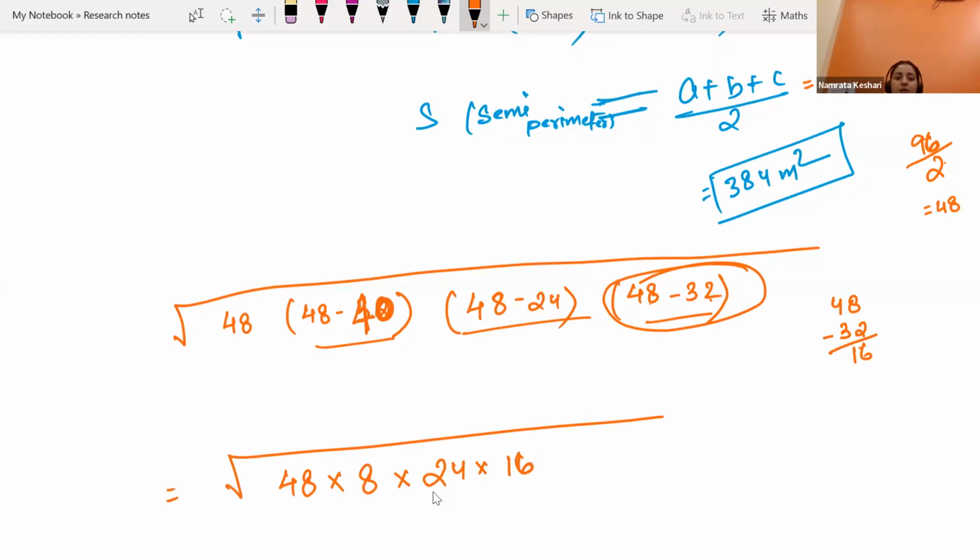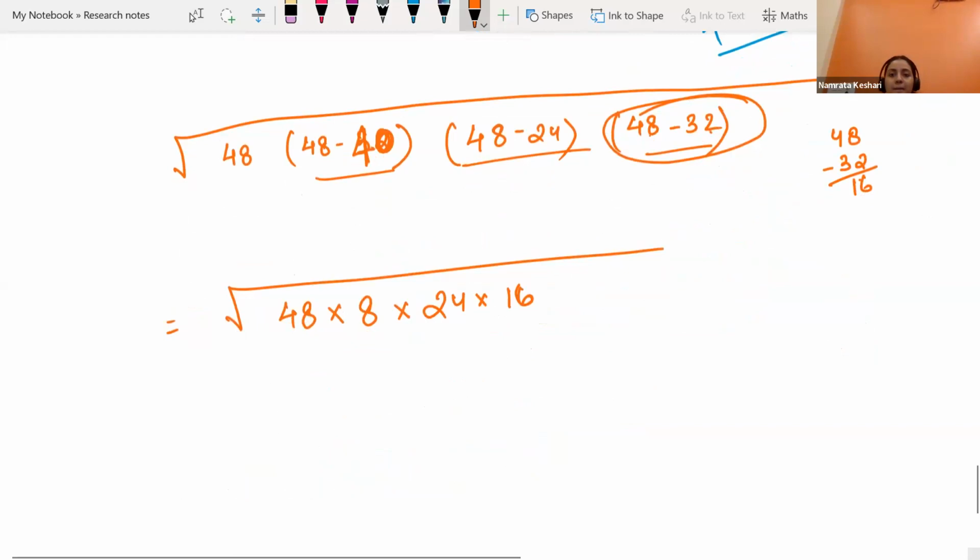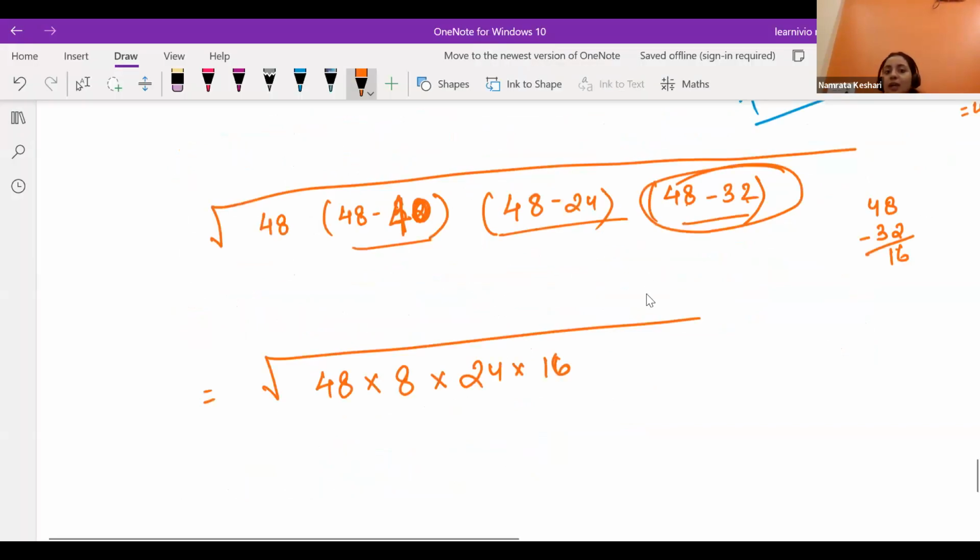Because I can see the numbers are big. You did it so quickly. Ma'am, I did the multiplication of them. You multiplied all of them, not factorizing? Yes, ma'am. First I multiplied 48, then 8, then 24 and 16. Did you do it manually, or did you use a calculator? Ma'am, for that I have used a calculator.